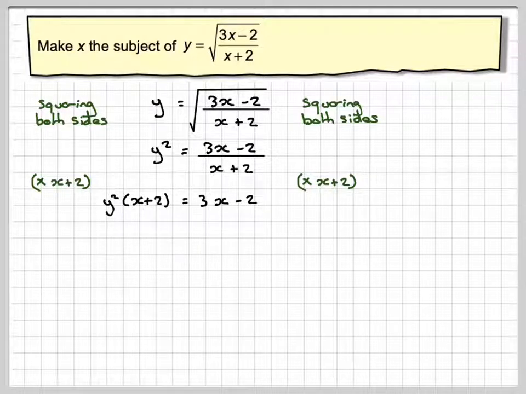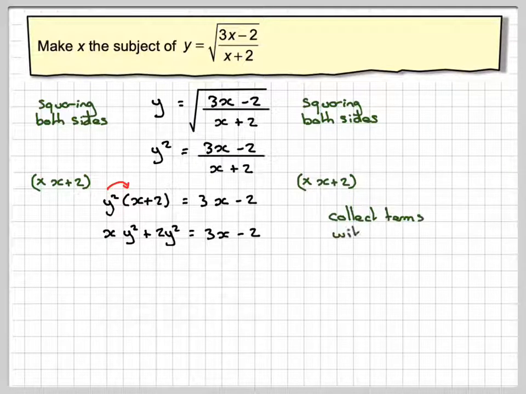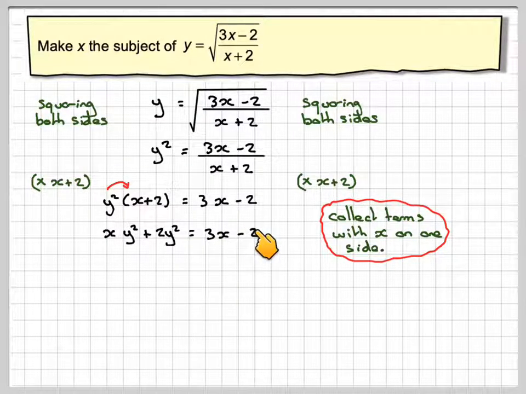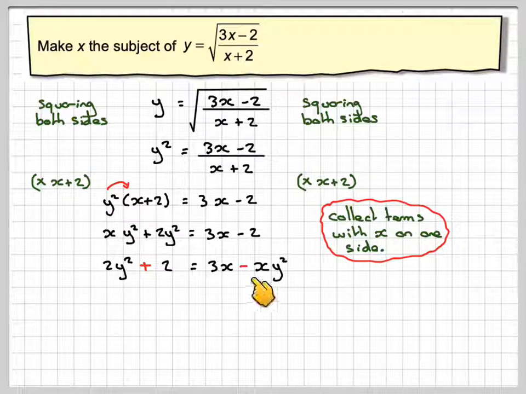We will then expand the bracket here, so we're going to get xy squared plus 2y squared is equal to 3x minus 2. Now, because we're making x the subject, we now need to collect x on one side and all the other terms on the other side. It's easier, in this case, to put x on this side. So on this side, we're going to have 2y squared plus 2. And on this side, we're going to have 3x minus xy squared.